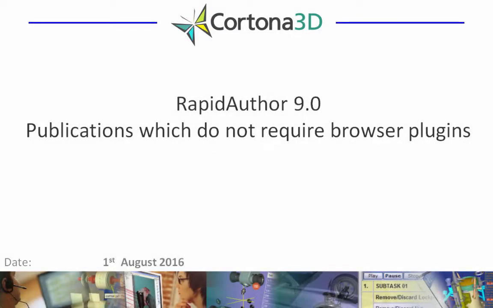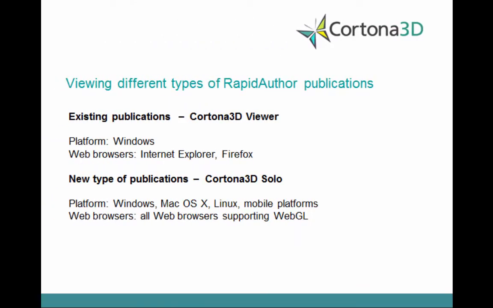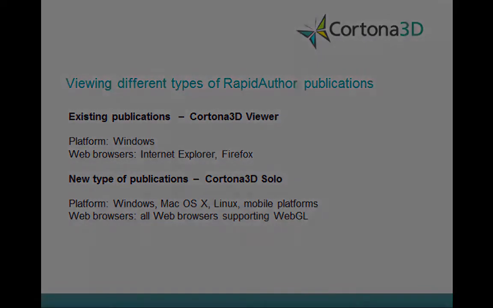In the 9.0 release of the RapidAuthor products, Author will have an option to create the content in two ways. The first option is the default one, with the use of our Cortona 3D plugins. In the Publish options, this is the default value to ensure backward compatibility for the existing projects. The second option is the new one. Publications with this option do not require any plugins and are based on WebGL technologies.